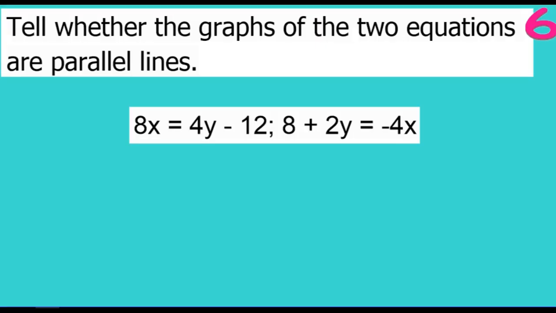Alright, let's go on to our last slide. It says tell whether the graphs of the two equations are parallel lines. So what we need to do is put these both into our slope-intercept form. Right now they are not in any form. So if we put them in the slope-intercept form, we got to try to get y by itself. This will be the easiest form to tell us what our slope is. So I'm going to add 12 to both sides.